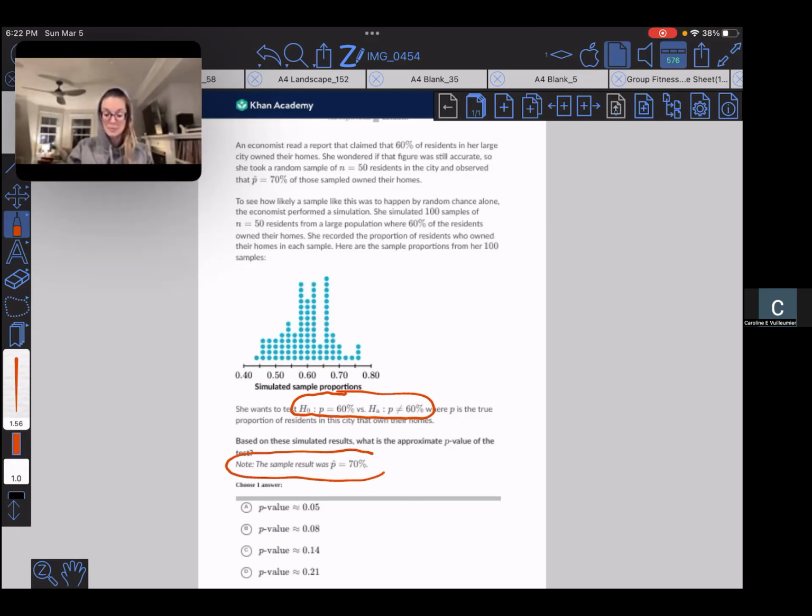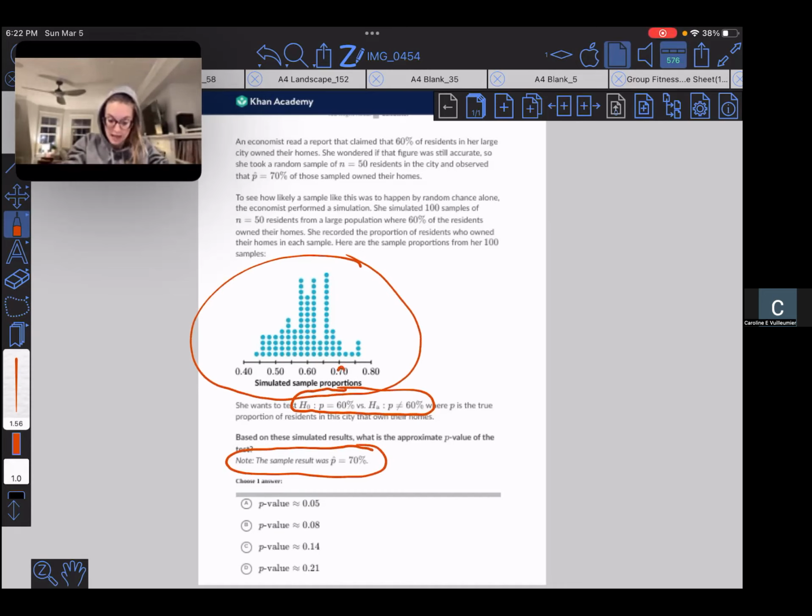And note the sample result was p hat is 70. That's really important information. So when you look at this distribution, this is our simulation. Our sample ends up right here at 70%. A p-value is the probability that we would observe a sample as extreme or more extreme than the one we did if the null is true. If the null is true, that 60% of residents own their home, what's the probability we would obtain a sample of 70% or more extreme?